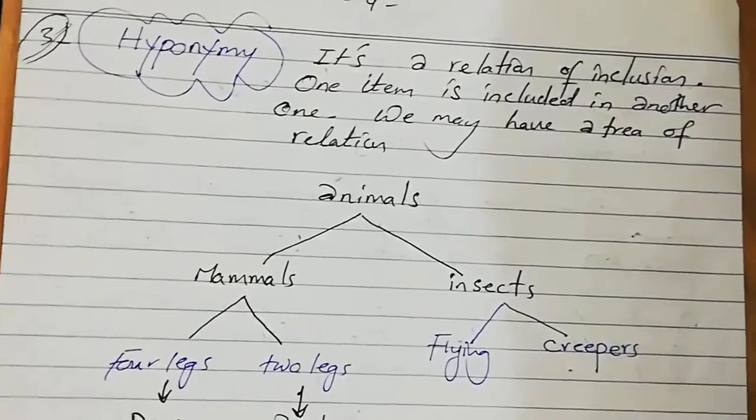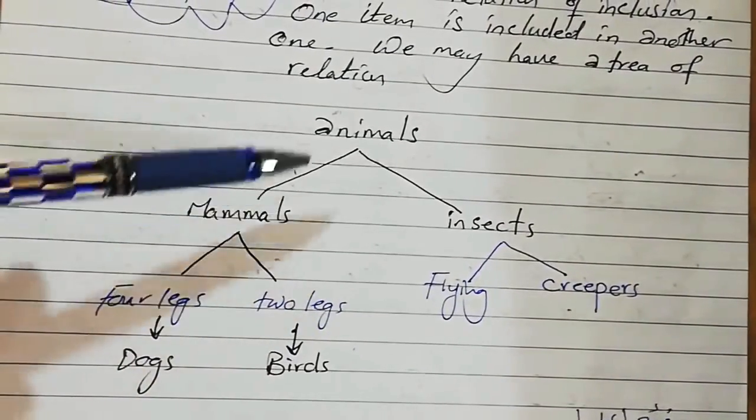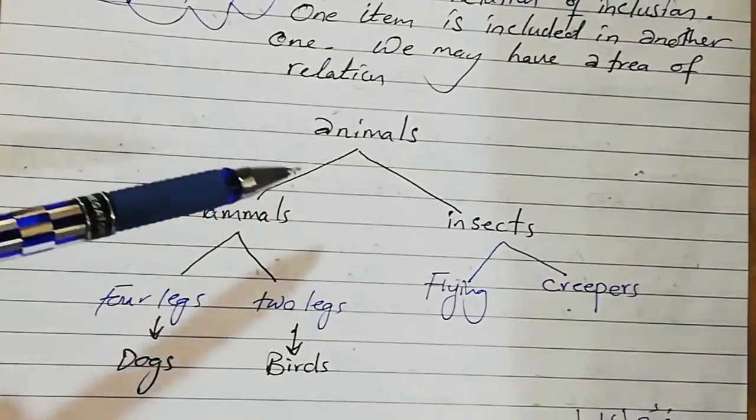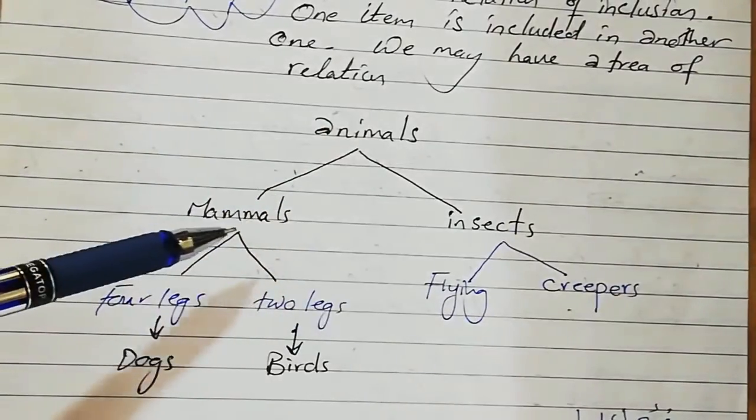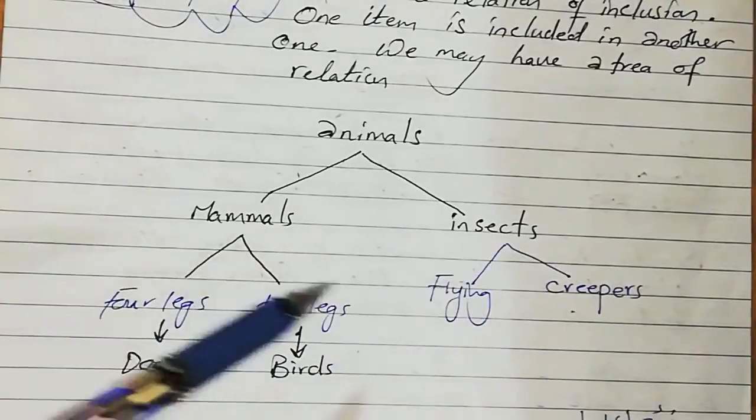Okay, here we have, just like this, animals. Look at this tree. Animals here are divided into two parts, which are mammals and insects.